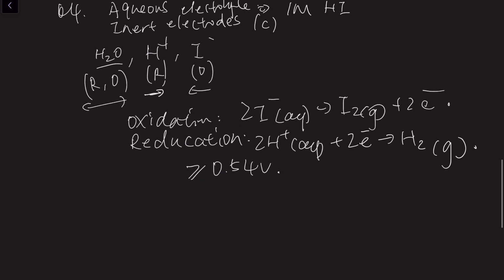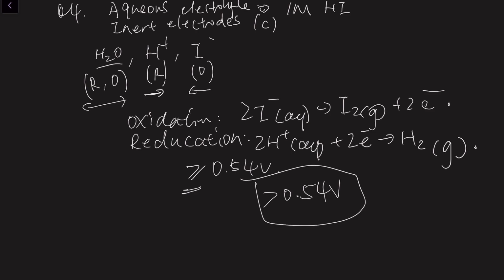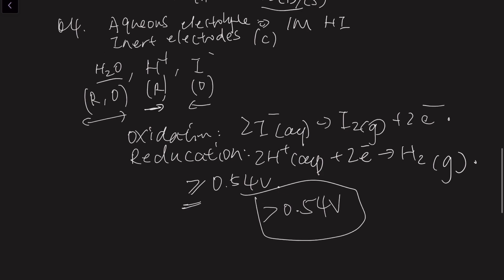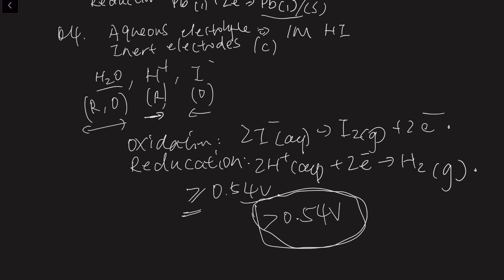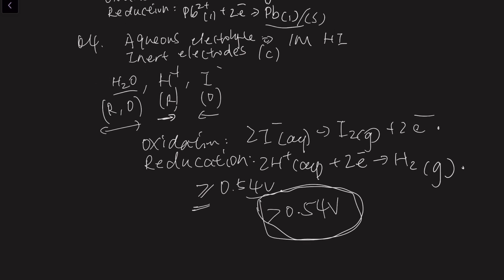Sometimes, in certain textbooks, you get something like greater than 0.54 volt. And I actually think this should be a better answer. Because when you write greater or equal to 0.54 volt, if the voltage is exactly equal to that, you are essentially on the fence. But if it's greater than 0.54 volt, you are unambiguously greater than this required voltage. So to be safe in your exam, I recommend writing greater than 0.54 volt as your answer.